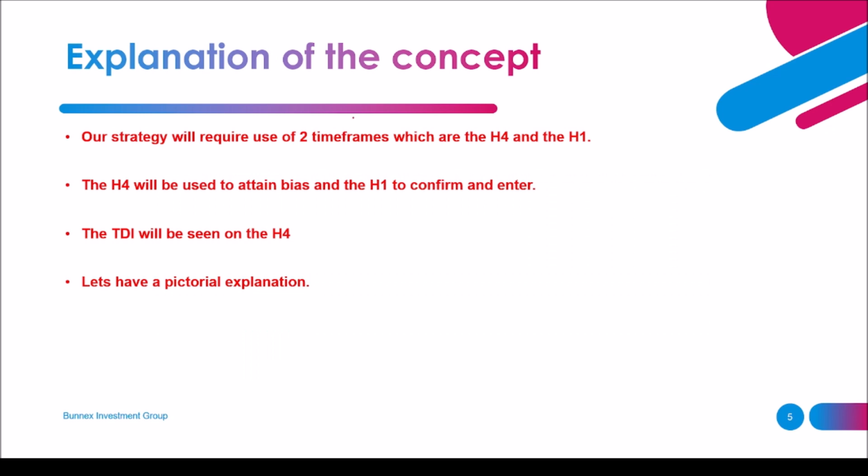Our strategy will require two time frames of observation. These are the H4 and the H1 time frame. The H4 will be used to tell us where the market is going. Where are we going to look? Basically, it's going to give us the direction of the market. And the H1 is to confirm and make our entry. So the TDI we have just talked about will be seen on the H4 time frame.